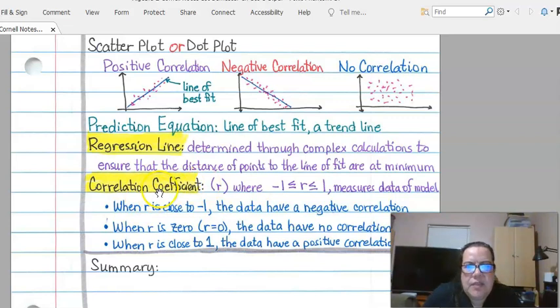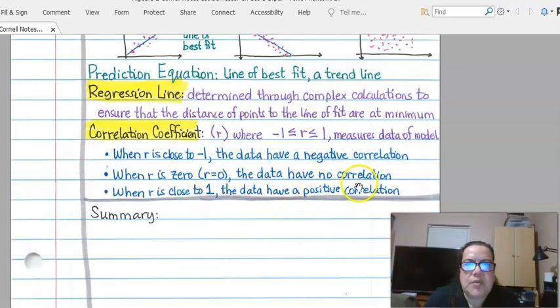So what is that? Well, that is the number that you get that measures the data of the model, right? And we're trying to keep that number relatively small because that's the measurement of how far these little points are from the line. So that's called the correlation coefficient. So if the value that you discover is close to -1, then the points have a negative correlation. If the correlation coefficient is 0, then the data have no relationship whatsoever. So kind of like this situation here. But if the R is close to 1, then the data have a positive correlation.